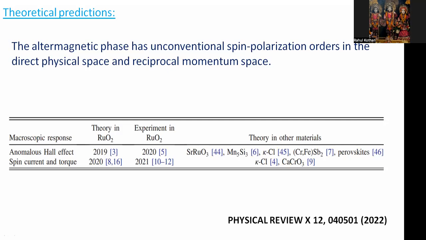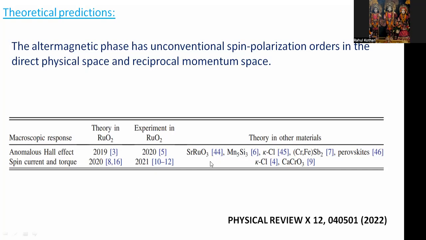Ruthenium dioxide was proposed in 2019, and in 2020 people realized the anomalous Hall effect. In principle, it should not have shown any anomalous Hall effect because it is a metallic non-magnet. Generally, if the magnetic contribution is not there, why should the anomalous effect arise? It should not have. But surprisingly, it has displayed it, and people have explained that probably the altermagnetic phase is present there. Likewise, spin current as well.